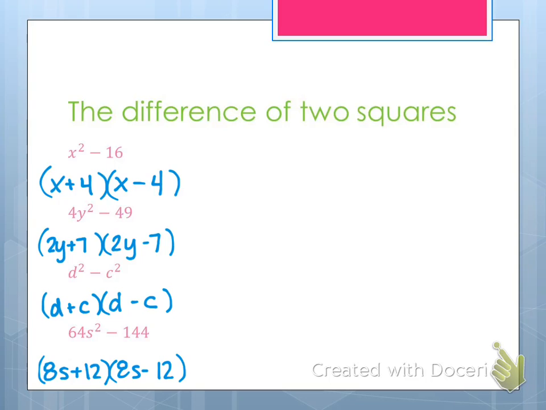Okay? That is the difference of two squares. Now, someone brought up a good question. They said, will it ever work out if I have x squared plus 16? If there's ever a positive in between there? No. It will not work out. The reason why, it's the difference of two squares. In order for these to cancel out, it has got to be a minus sign there.